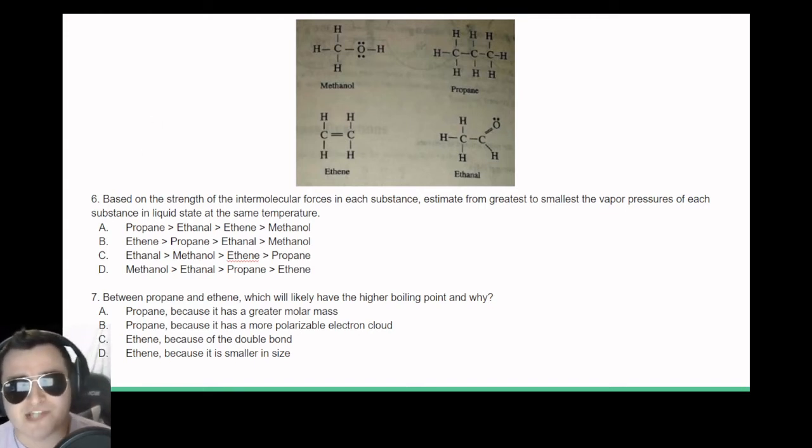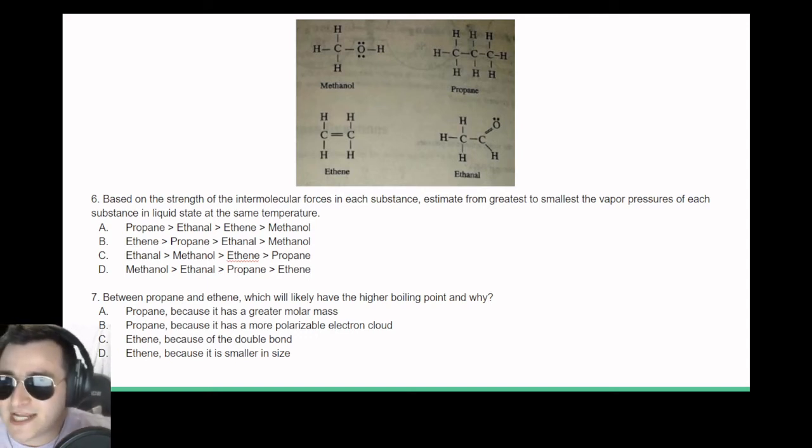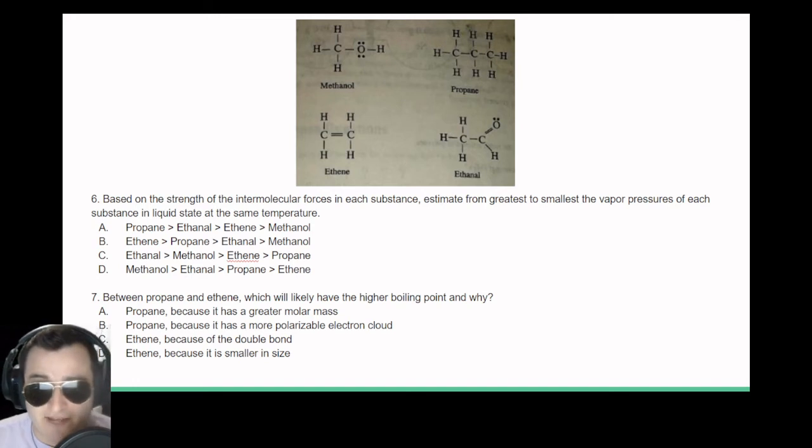Likewise, moving on to number 7, which is redundant questioning here. Between propane and ethene, which will likely have the higher boiling point and why? Well, we already used this in assessing our answer to number 6, but because this is pulled from the same section of a review book, I feel like it's redundant questioning. I feel like you're really lucky if you get something like this on your AP test. We already said that propane is going to be harder to boil than ethene, which means we should already have it narrowed down to A or B, just based off that alone. And then we look at that. Ooh, there's that double bond. Answer choice C is looking juicy to us.